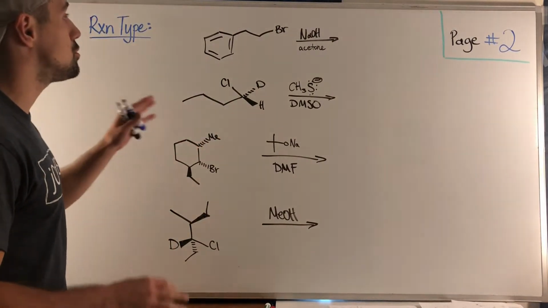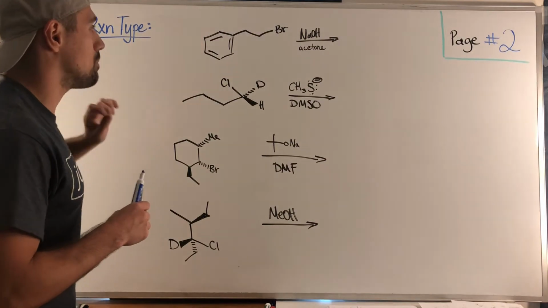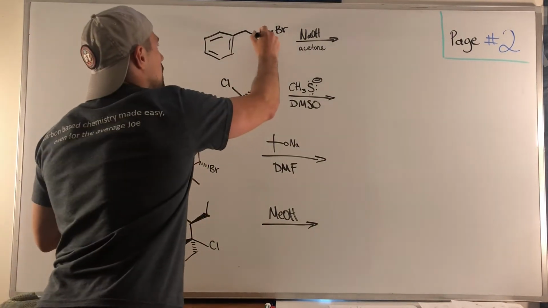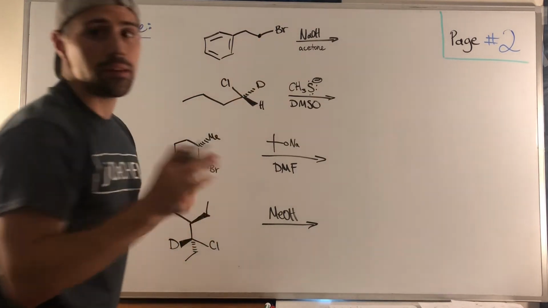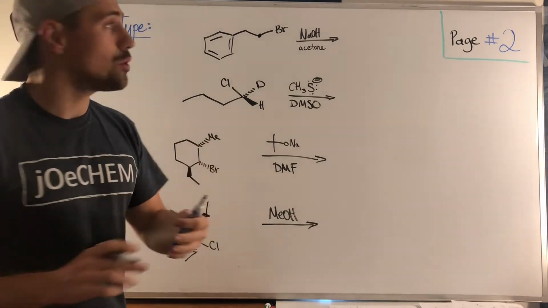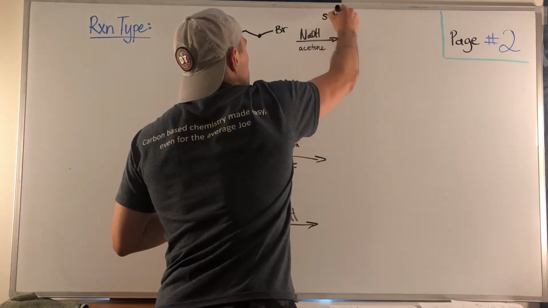Okay, gang, on page 2, 4 more problems. So if we look at the first one up top, we have a primary substrate. We have a good leaving group in Br-. We have acetone as a solvent. So this is polar aprotic. So we are probably thinking SN2 or E2, right?